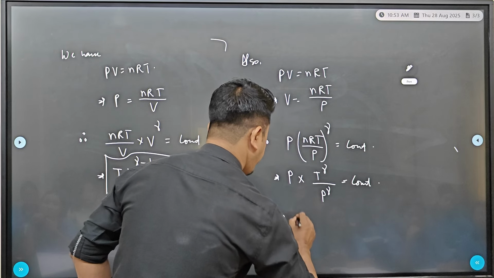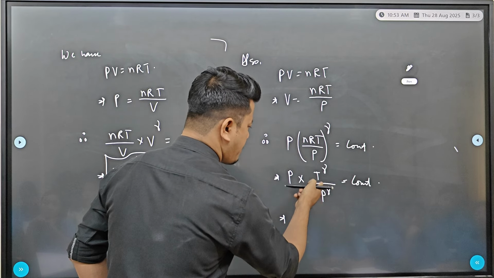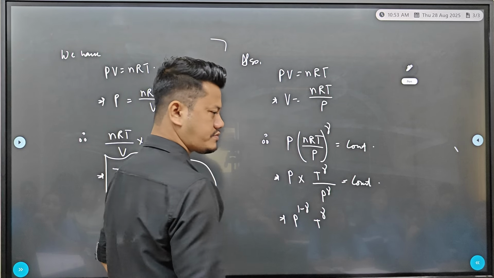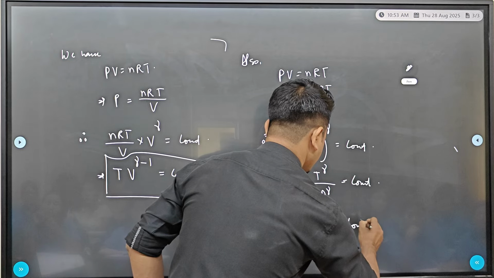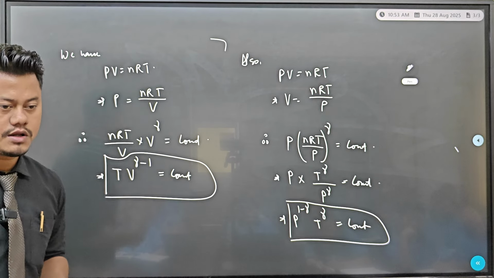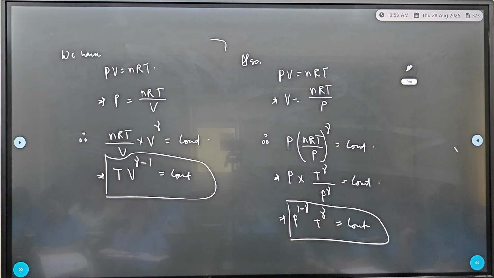So ultimately, if I take this P to the power gamma in the numerator part, I'll be getting P to the power 1 minus gamma into T to the power gamma. Yes or no? Equal to constant. This is also one of the expressions. Is that clear? P to the power 1 minus gamma and T to the power gamma. Right?